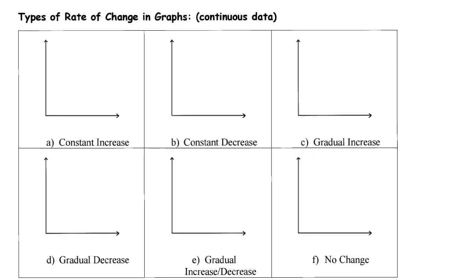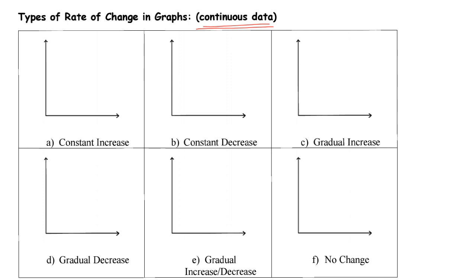Okay, so now just for a moment, we want to illustrate for you the types of rate of change that you can get in the graphs here. So we're talking about continuous data, and we want to have you aware of the different sorts of graphs you can have. Now, there's an infinite number of types of graphs you can have, but these are some of the basic ones that we're going to be looking at here.